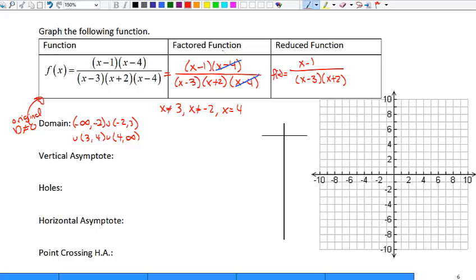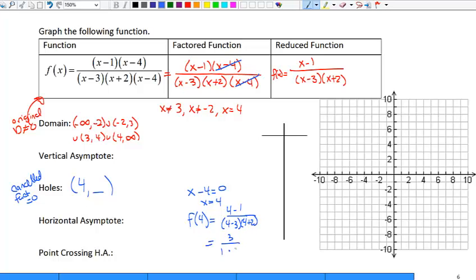Okay, so because I have one factor that canceled, that is going to get me a hole. So I'm going to set the canceled factor equal to 0. So that's x minus 4 equals 0, so x equals 4. So I have a hole at 4 comma something. In order to find out that other something, I'm going to plug in 4 to the reduced factor. So I have 4 minus 1, 4 minus 3, and 4 plus 2 in the bottom, which gets me 3 over 1 times 6, which is 1/2. So I have a hole at 4 comma a half.